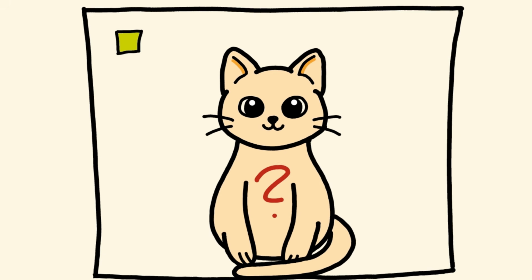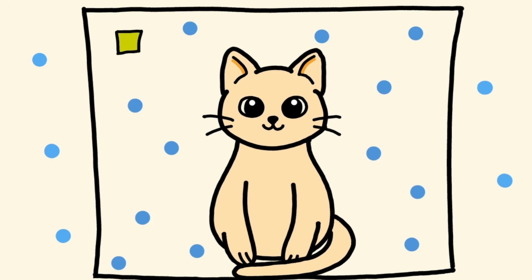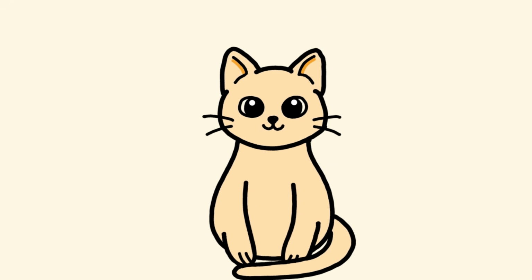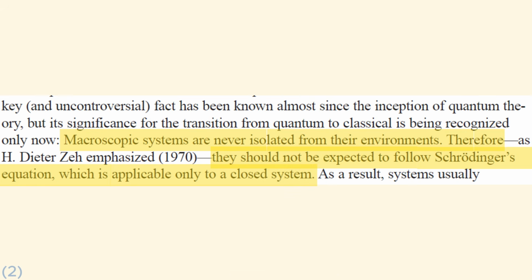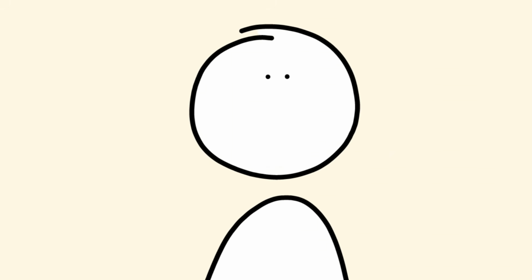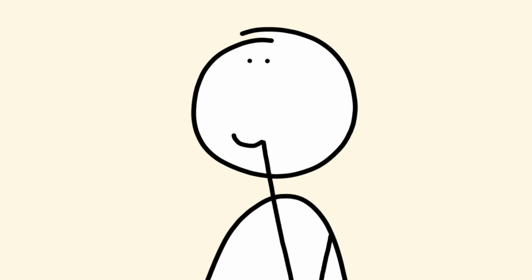Even if you see the box, there's not just the cat, the box and the radioactive killing machine. There are, for example, air molecules that constantly bump into the cat, or there's radiation passing through the box. The cat is so big that there's a lot going on. Macroscopic systems are never isolated from their environments. Therefore, they should not be expected to follow Schrödinger's equation, which is applicable only to a closed system. Okay, so quantum mechanics does not work here, so it stops? We have to throw it out?